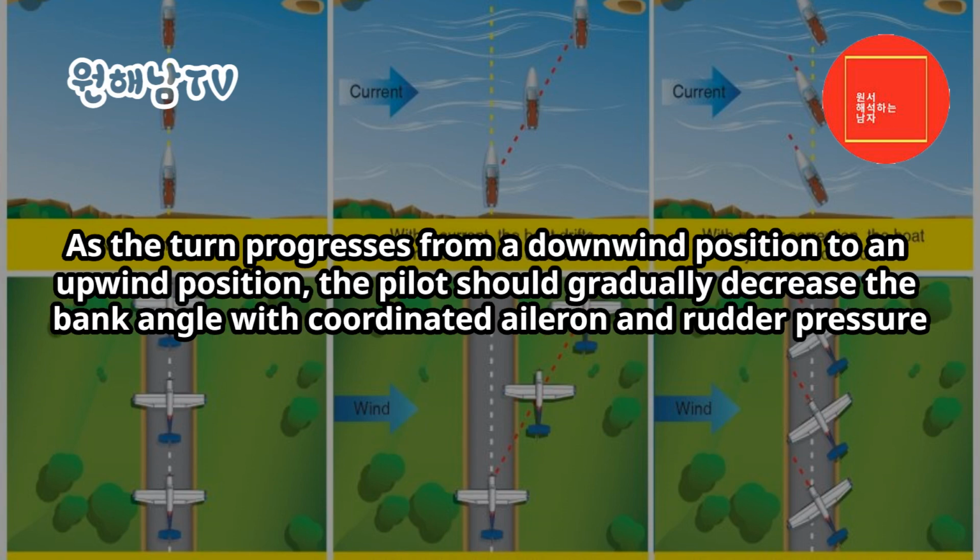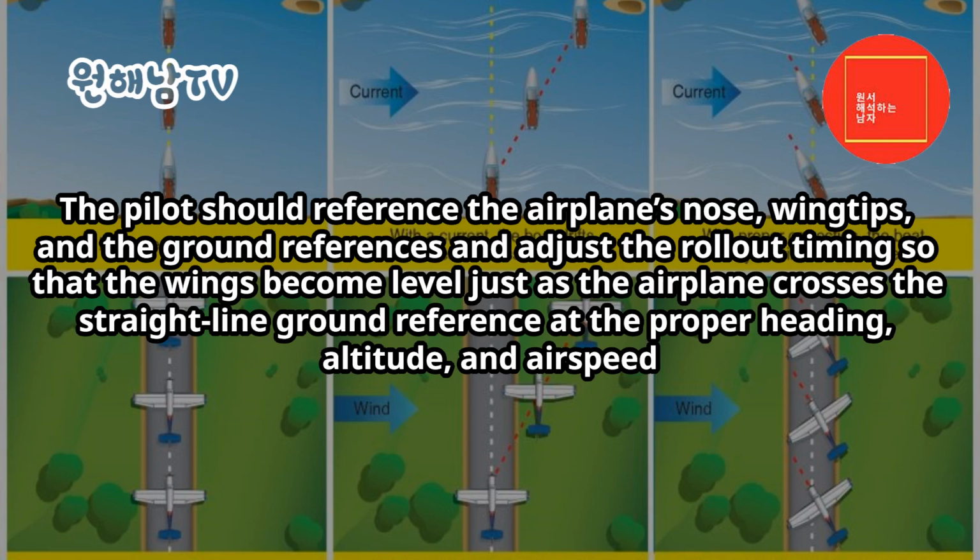As the turn progresses from a downwind position to an upwind position, the pilot should gradually decrease the bank angle with coordinated aileron and rudder pressure. The pilot should reference the airplane's nose, wingtips, and the ground references and adjust the rollout timing so that the wings become level, just as the airplane crosses the straight line ground reference at the proper heading, altitude, and airspeed.